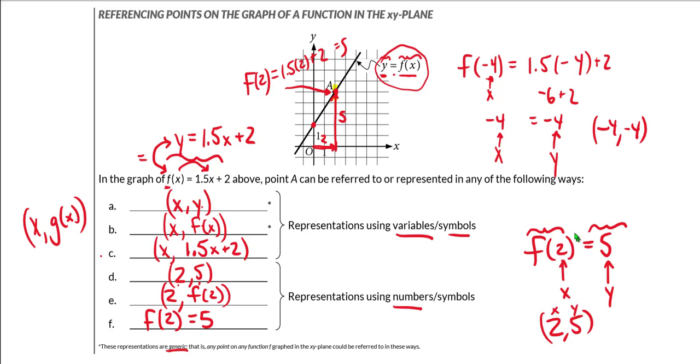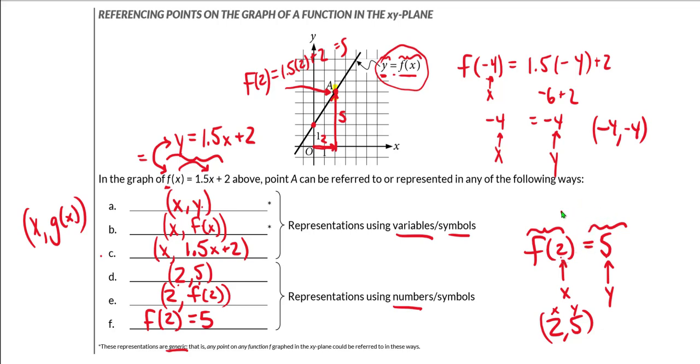You also may have the opportunity to substitute, because remember, if you're given a 2 and a 5, and then elsewhere you're given an equation or a function, you may be able to take that 2 and throw that value into the function for the x.